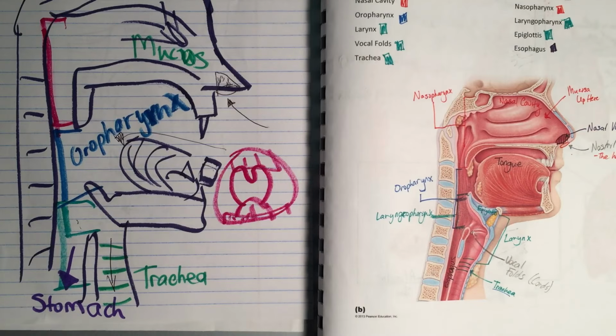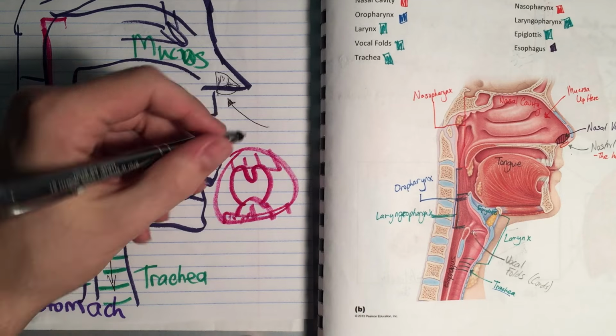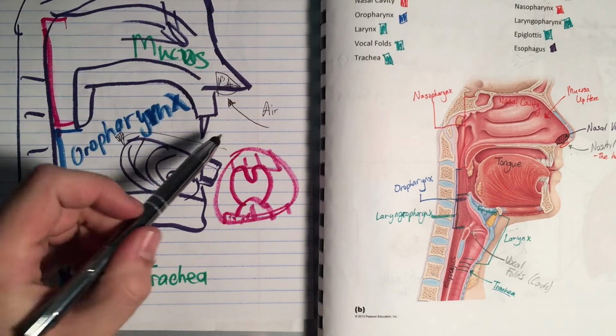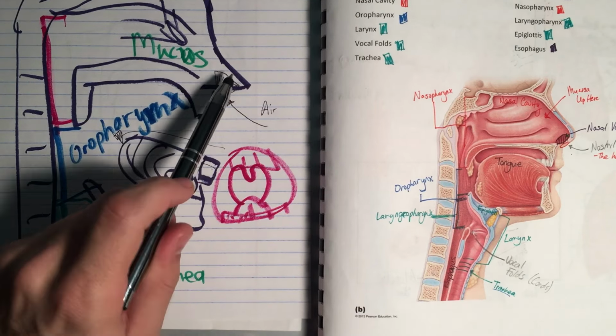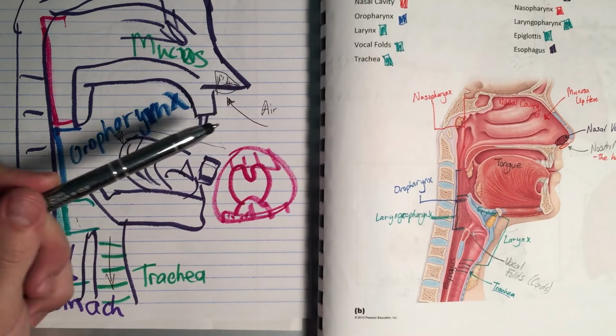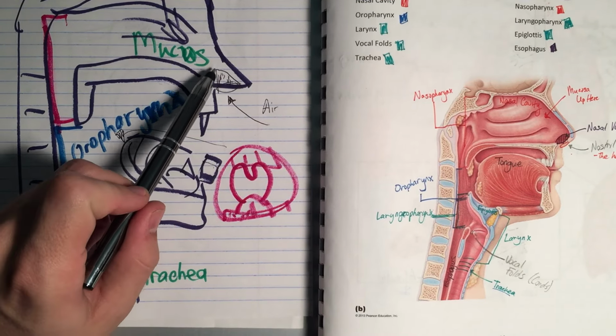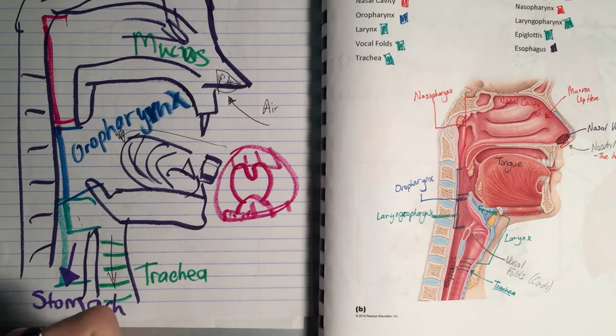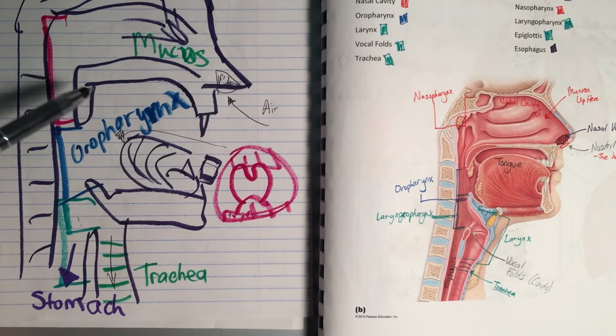Okay, so this is just going to be a recap of the majority of the upper respiratory system. So we're just going to start with the way air comes in. Air enters through the nostrils, and the first place it comes into contact with is the nasal vestibule. This is where hair is in your nose. It's the only place that hair grows in your nose.